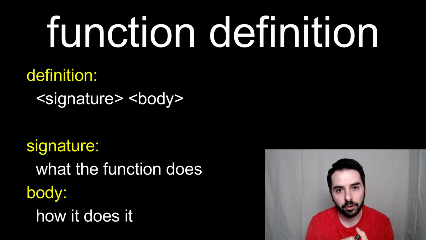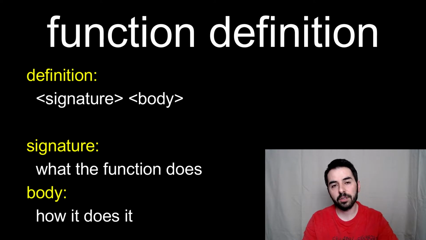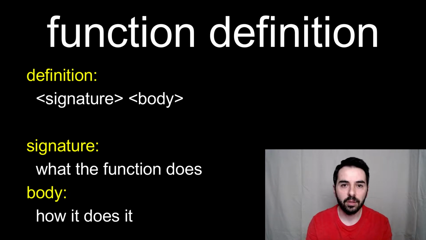The definition of a function formally in the source code is the signature of the function and then its body. The signature is basically the part which says what the function does, and the body has the code which says how it does what it does.